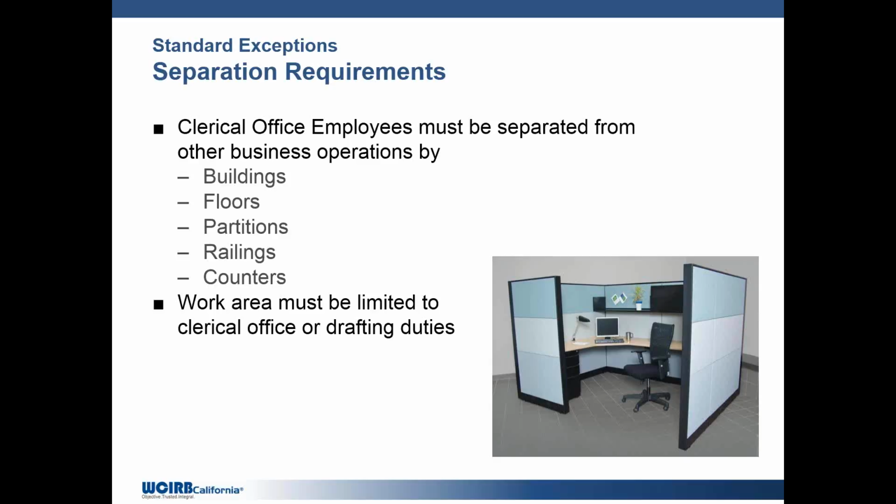While most employers have clerical office workspaces that are separated by walls, the USRP requires that a clerical office workspace be separated by, at the very least, partitions, railings, or counters. In addition, there must be only clerical work performed within this separated workspace.